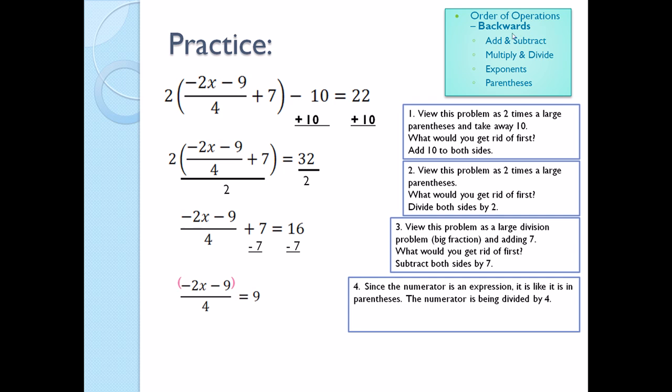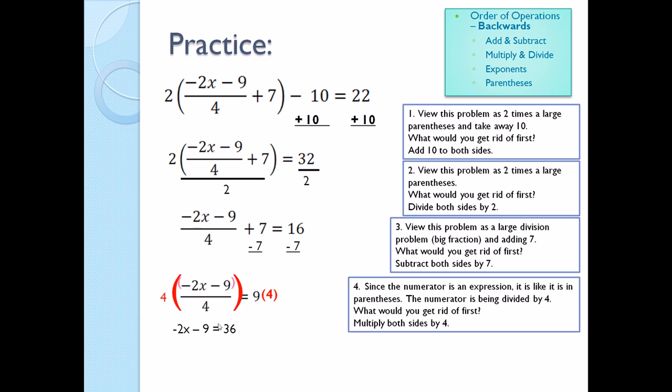So look at our list. What comes first? Well, there's the divide, and parentheses is way down here, so I need to get rid of the dividing first. And the opposite of dividing by 4 is multiply by 4. So I multiply the left by 4, cross the equal sign, multiply the right by 4. 9 times 4 gives me that 36, and I have negative 2x take away 9 equals 36.